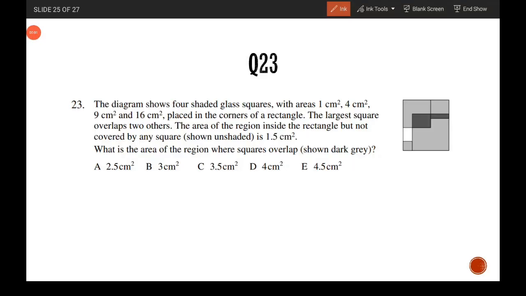This is JMC 2015, question 23. The diagram shows 4 shaded glass squares with areas 1 cm squared, 4 cm squared, 9 cm squared, and 16 cm squared, placed in the corners of a rectangle. The largest square overlaps 2 others. The area of the region inside the rectangle not covered by any square is 1.5 cm squared. What is the area of the region where squares overlap? Okay.